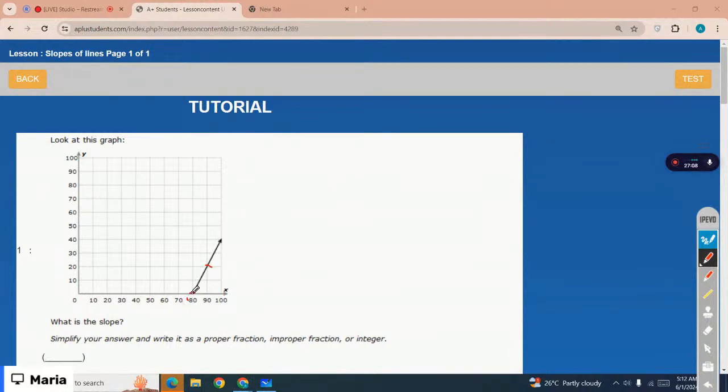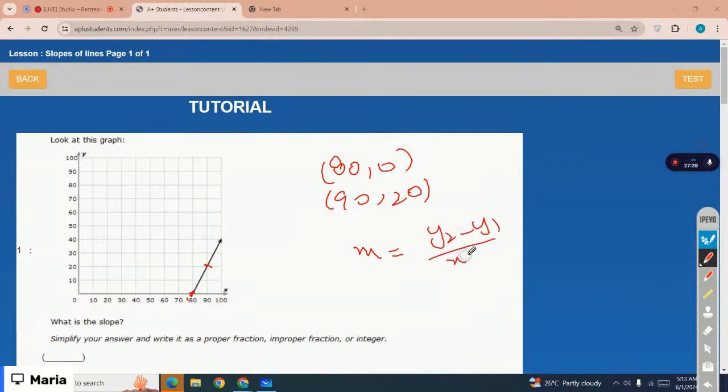The coordinates for the first point are x is 80 and y is 0. The coordinates for the second point are x is 90 and y is 20, right? Now you need to calculate the slope. The slope is y2 minus y1 divided by x2 minus x1. That is x1, y1 and that is x2, y2. So you need to calculate y2 minus y1.